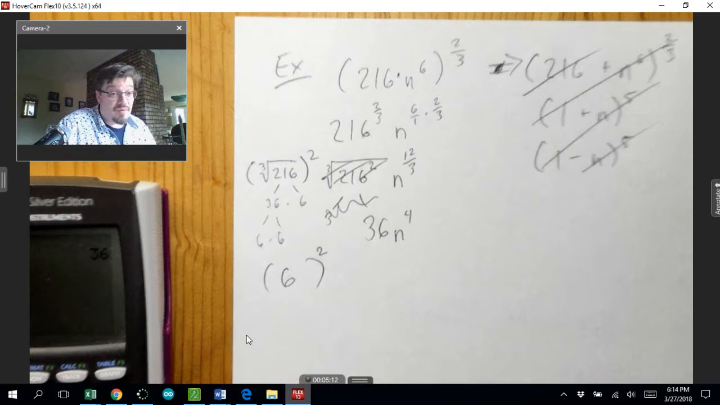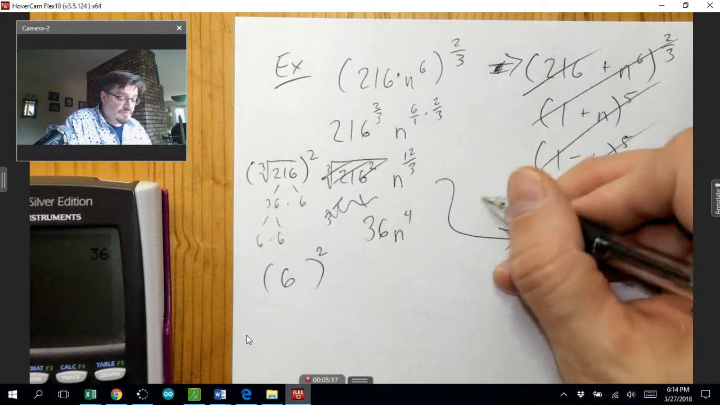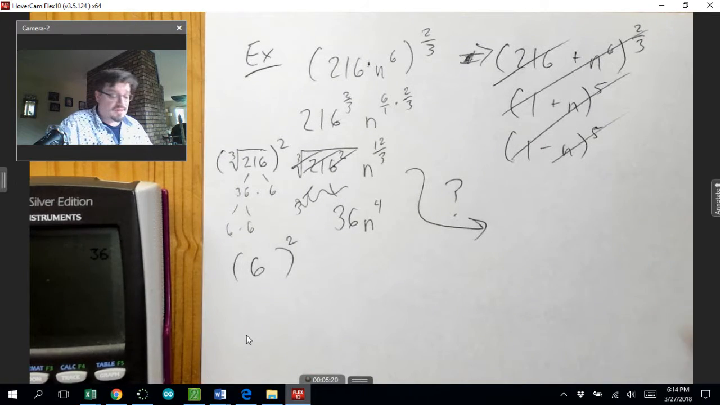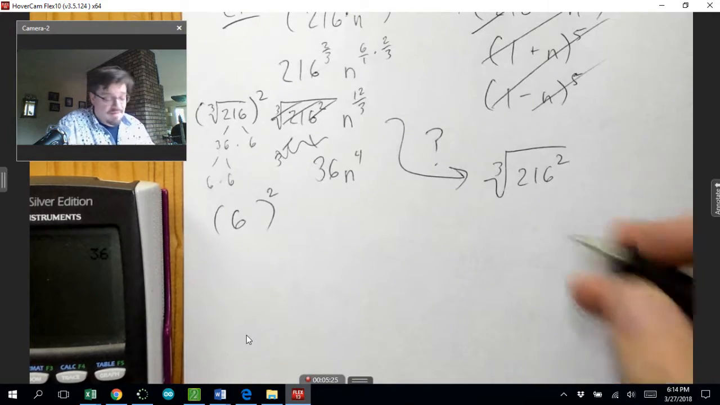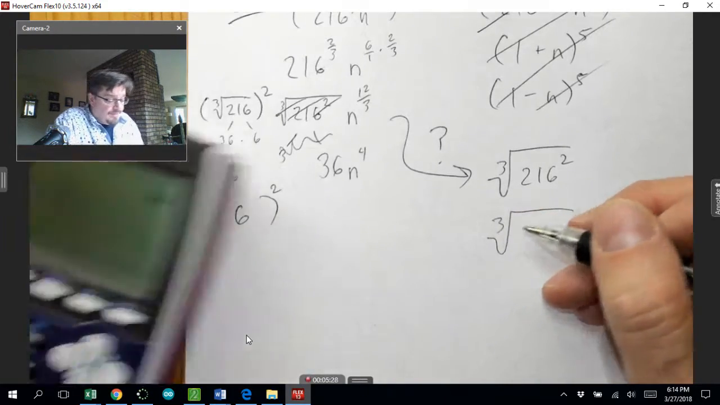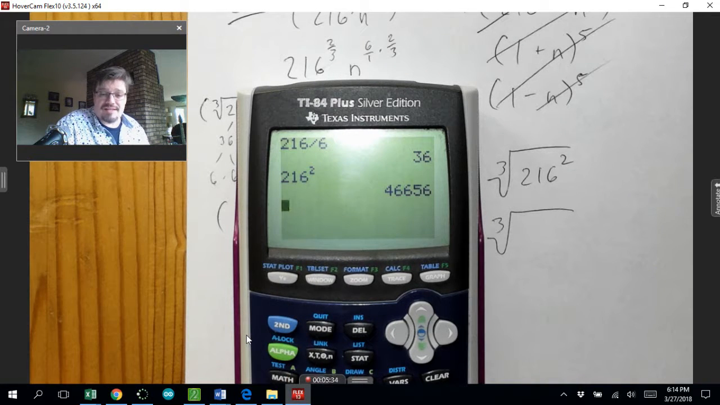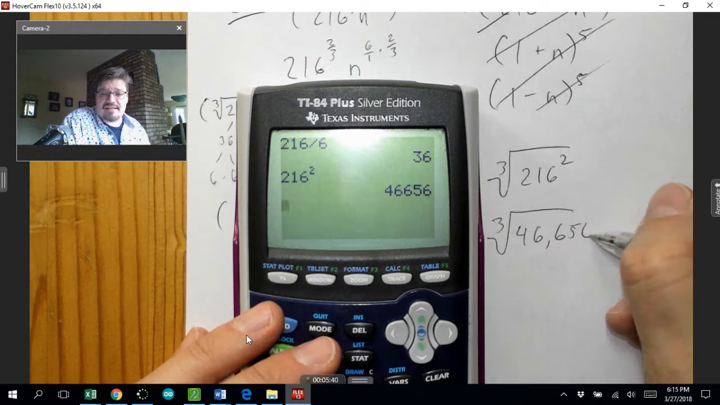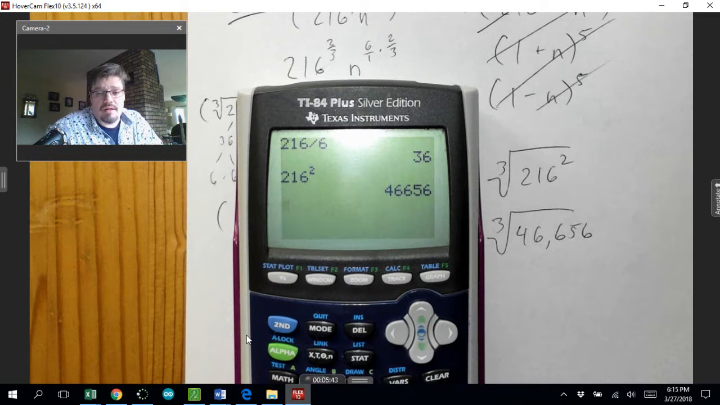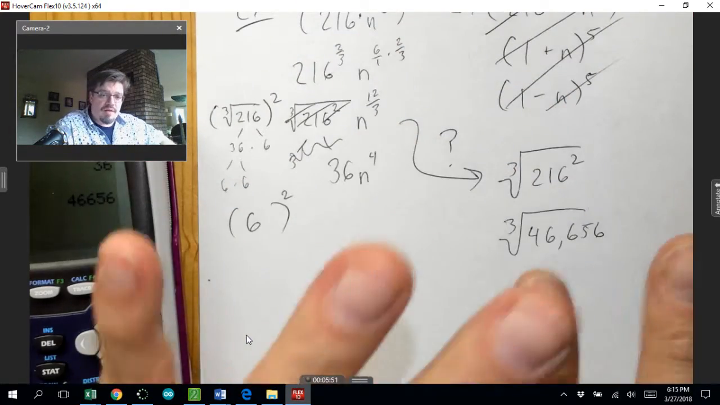If we would have tried it the other way, if we would have squared, let's do an arrow and say question mark, why would you want to do this? Take the third root of 216 squared. If I did that, 216 squared is going to be 46,656. Good luck trying to find a triple. Don't do it. So keep that in mind. Take the root first, make the number smaller, then raise him up.